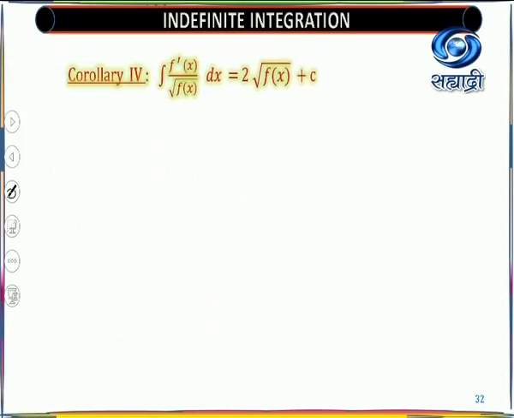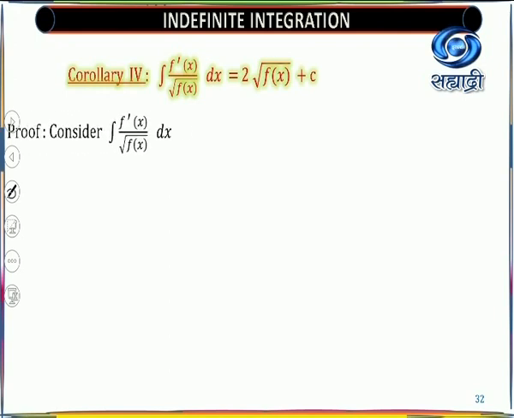Now next is corollary 4. What is that? Integration of f dash x upon root of f(x) dx is equal to 2 root f(x) plus constant of integration. Now again, you have to start thinking that whatever is inside the root sign in the denominator, its derivative will be in the numerator. Then only is it possible that you are using corollary 4.